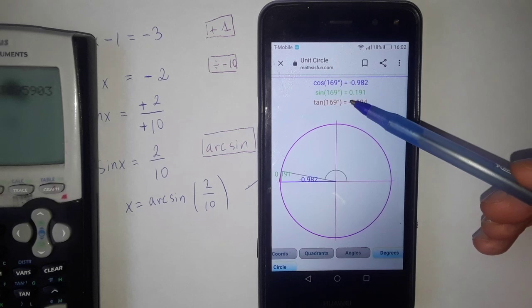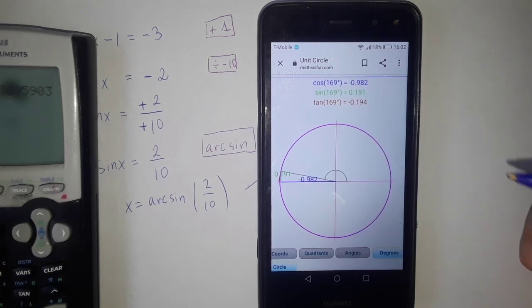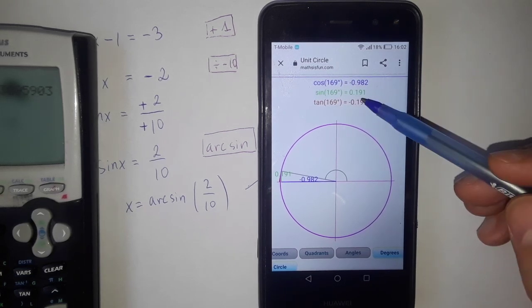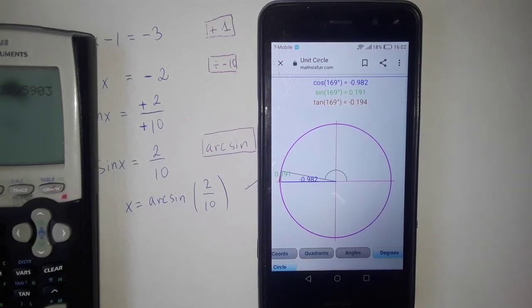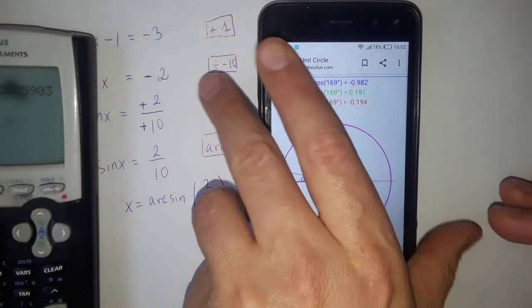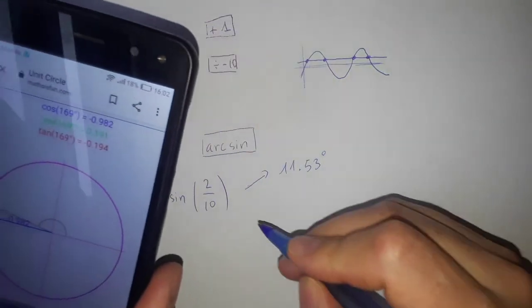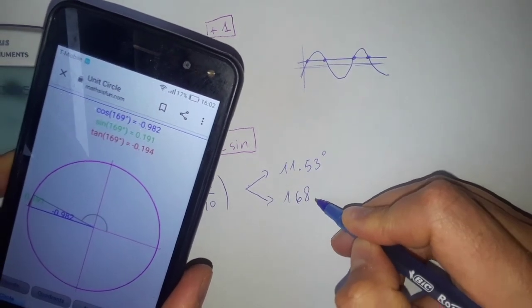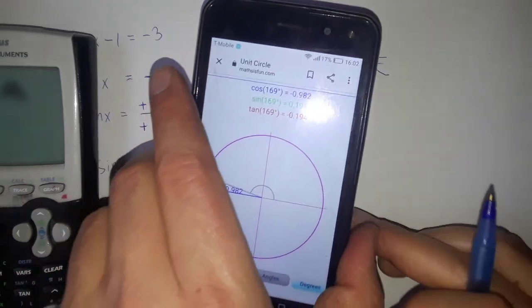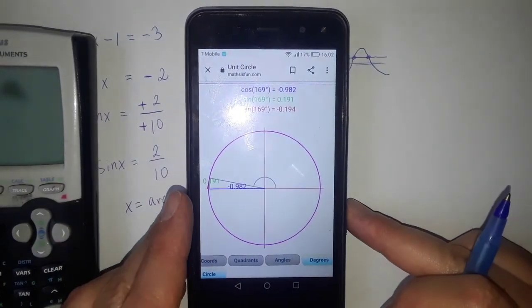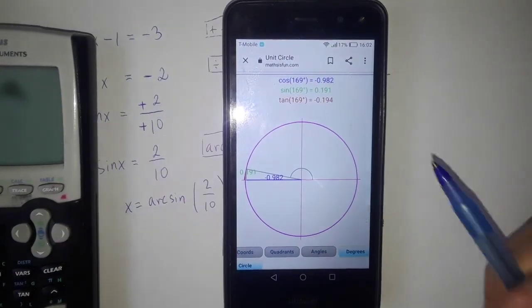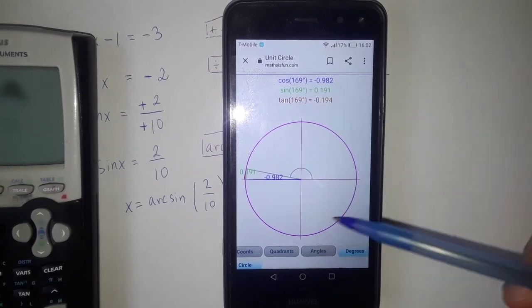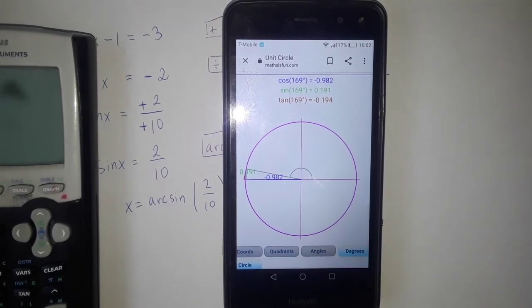So that means that it's between 168 and 169, right? So again, I know that the solution is going to be 168 point something, right? Now, can we solve this without using this graphing technique? For sure we can. Let me show you.